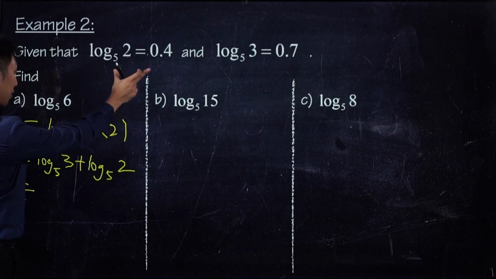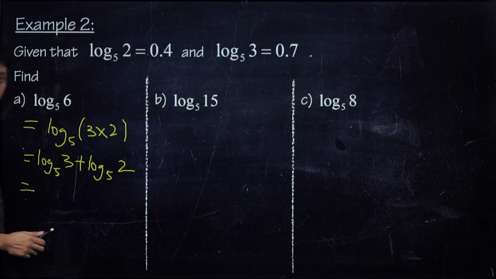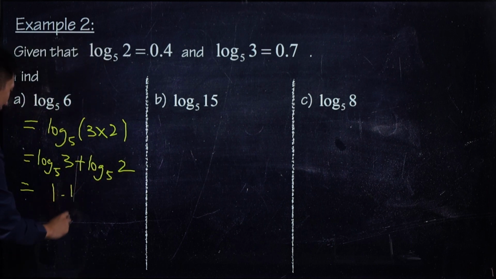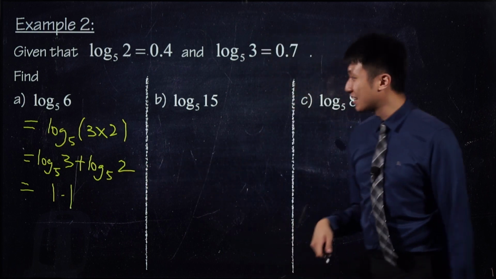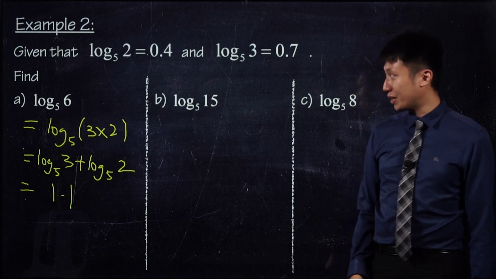This one is given by 0.4. This one is 0.7. If you add them up, you don't need a calculator, please. You can't use it in your exam. So you need to have 0.7 plus 0.4, which is 1.1.